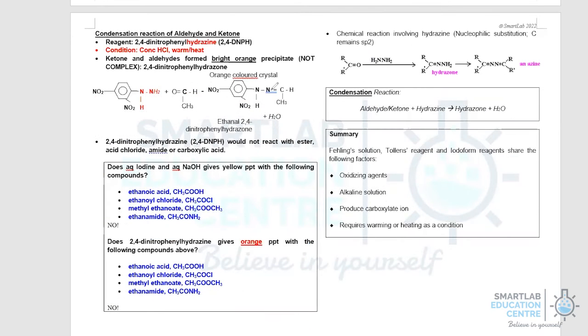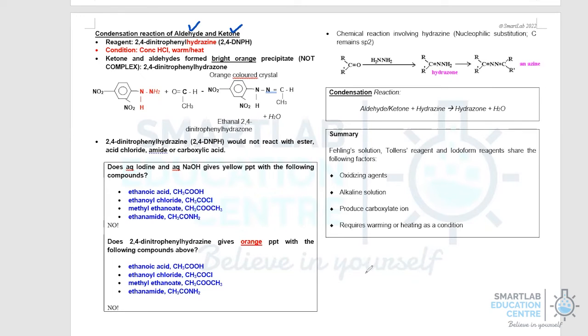The final reaction you're going to learn on ketone and aldehyde is not an oxidation reaction. It is a condensation reaction of aldehyde and ketone. And you will find that this is a QA reaction that's used to test for aldehyde or ketone. The reagent that's used is called 2,4-dinitrophenylhydrazine.